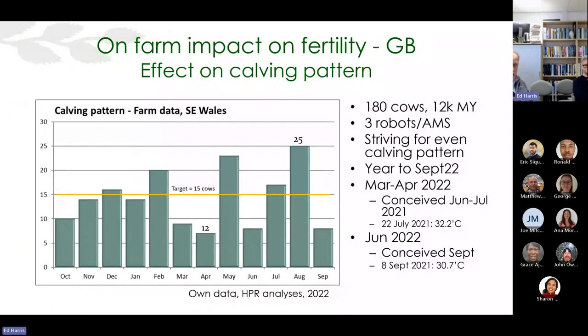It has an effect on fertility. Working with cow fertility data is extremely difficult because they only conceive once a year. So you have a huge number of cows, a long time period, and not much data. But this is a farm I worked with down in South Wales.